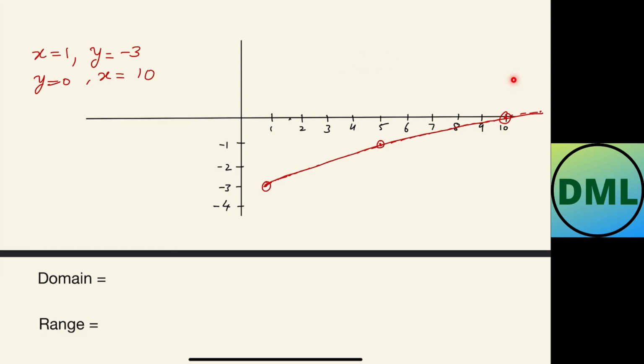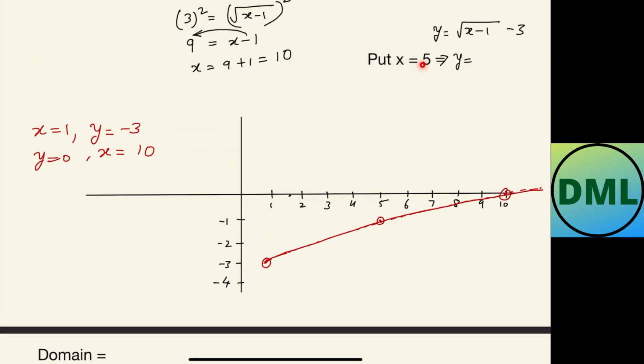As you can see from here, I have plotted the graph for you. When x is equal to 1, y is minus 3. When x is equal to 10, y is 0. There is a huge gap between 1 and 10. To plot it, I need some more middle points in between them. So let's try for x is equal to 5 here.